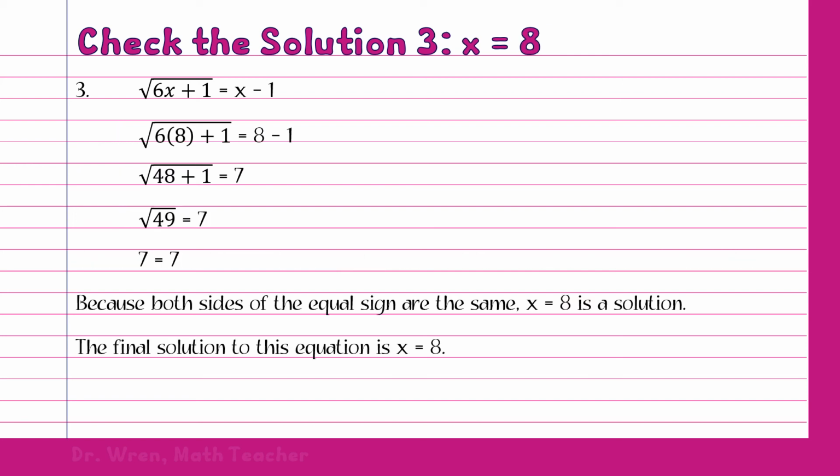To check the solution, x equals 8, wherever we see x in the original equation, the square root of 6x plus 1 equals x minus 1, we will put 8. After we simplify the resulting expression, we arrive at 7 equals 7. Because 7 equals 7 is a true statement, x equals 8 is the only solution to the original equation, the square root of 6x plus 1 equals x minus 1.